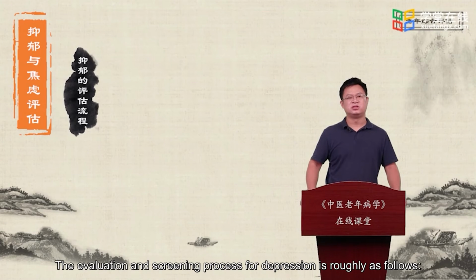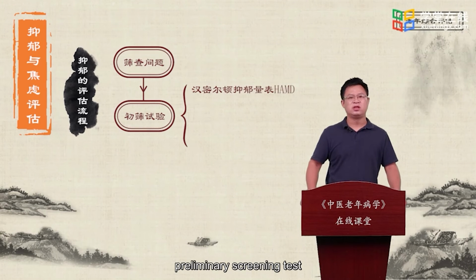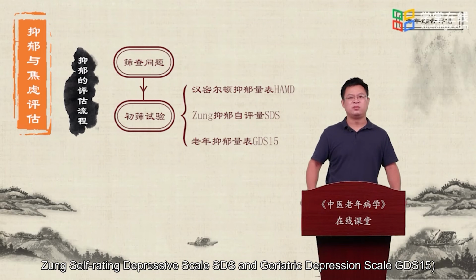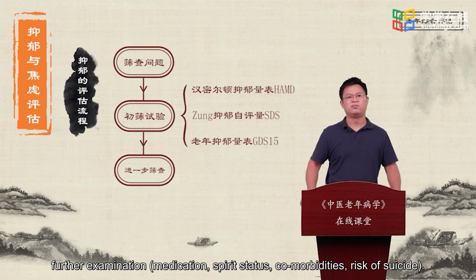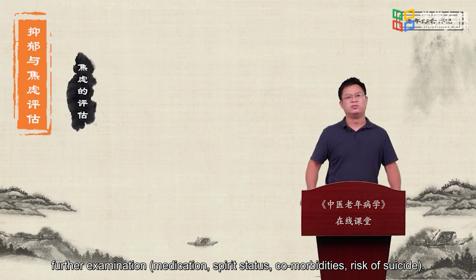The evaluation and screening process for depression is roughly as follows. Screening questions. Preliminary screening test. Hamilton Depression Scale, HAMD, Zung Self-Rating Depression Scale, SDS, and Geriatric Depression Scale, GDS-15. Further examination: medication, spirit status, comorbidities, risk of suicide.